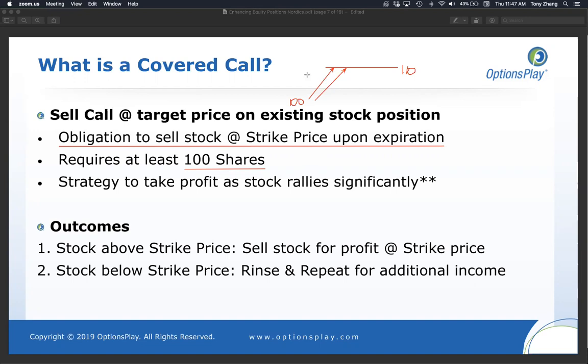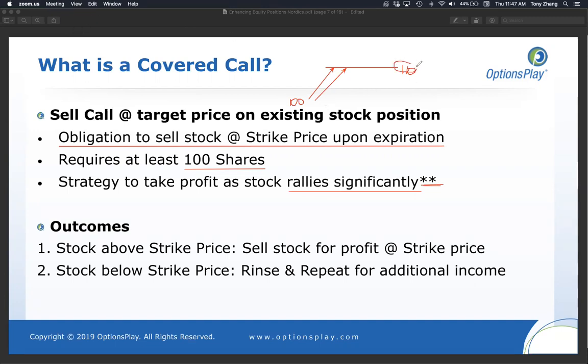And what this really does is it allows you to take profit on your stock when they rally significantly. Now, I have an asterisk up here for this last part, because this statement is only true if you follow the strategy that we'll show you here in a second as to how to go about selecting your expiration date and your strike price.